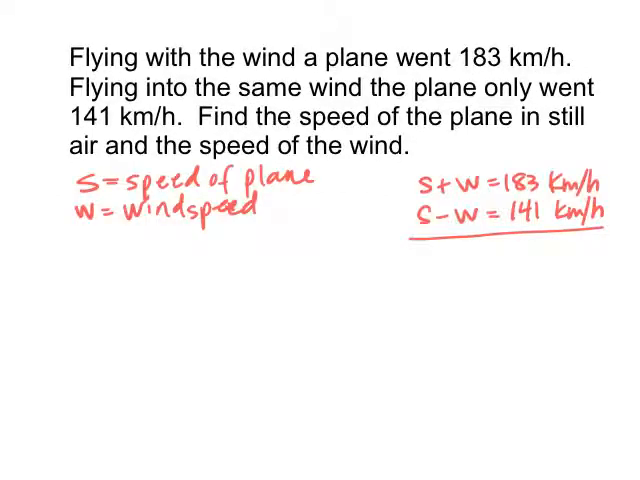All right, here's a start. I actually said distance equals rate times time, and you really don't even need that with this problem. This is just speed. So flying with the wind, a plane went 183 kilometers per hour.